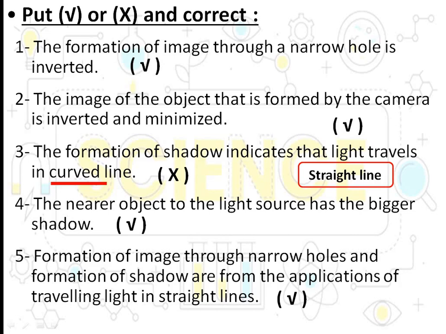Number 5, formation of an image through narrow holes and formation of shadow are applications of light traveling in straight lines. That's true. Both are evidence that light travels in straight lines.